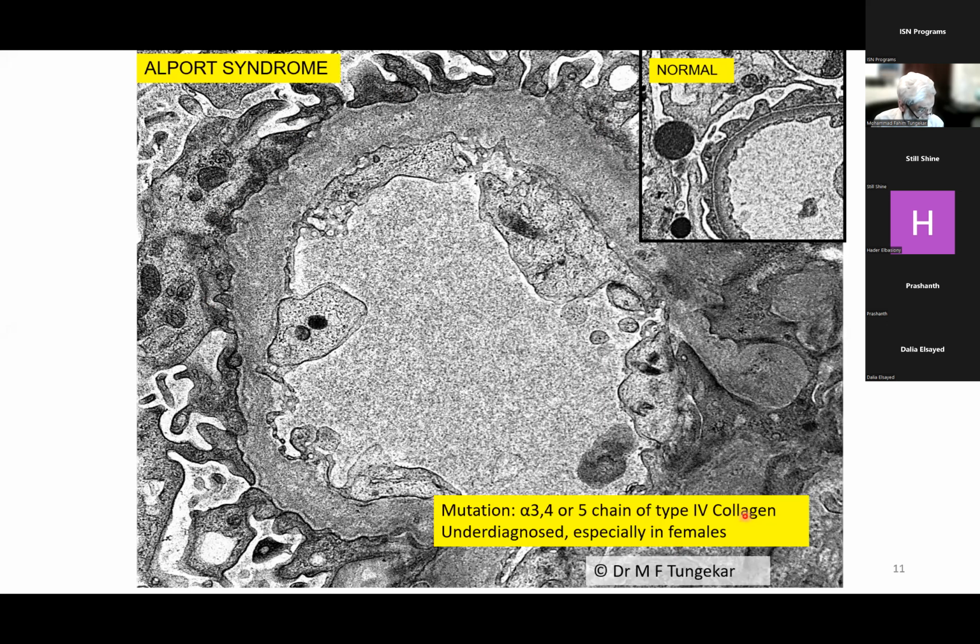And this condition is actually underdiagnosed, especially in females. Females may be carriers or may have autosomal Alport syndrome. Now, many of the cases of these mutations will manifest as thin membrane disease. So in all cases of thin membrane disease, ideally, you should carry out a genetic mutational analysis. So this is how EM directs you which genetic studies should be carried out, even in cases of thin membrane disease, which is not an infrequent cause of hematuria.